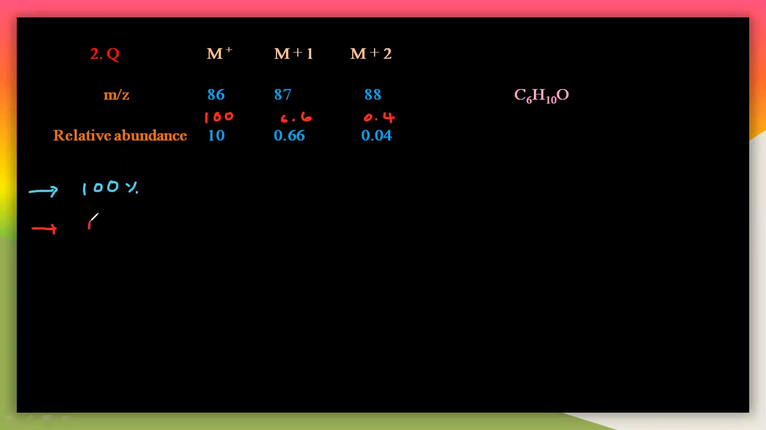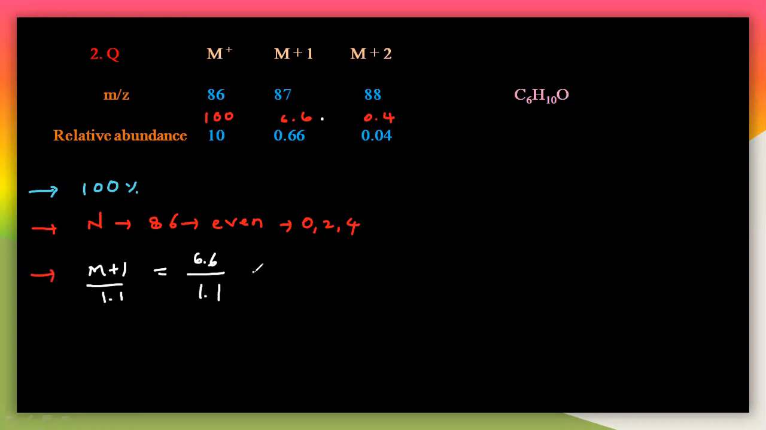And next we have to apply the nitrogen rule. By applying the nitrogen rule, the mass is 86, which is even. That means the number of nitrogens may be 0, 2, 4 like this. Next rule, M+1 divided by 1.1. M+1 is 6.6, so 6.6 divided by 1.1 gives 6 carbons here. So by using this tool, we can get the number of carbons.